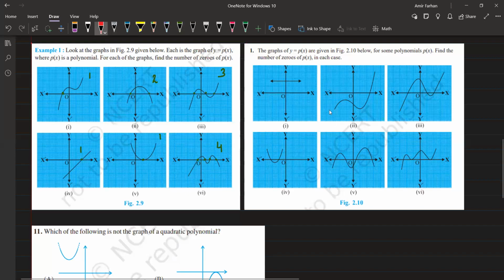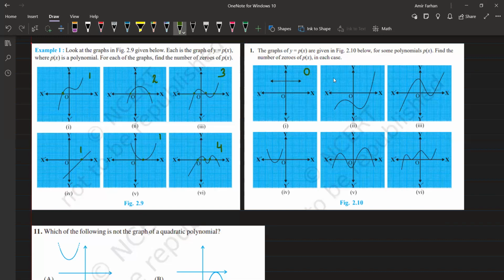Next one. Now this one. Please tell me how many zeros are there for the given polynomial. That's 0. 0 by Ifra. What about Gianna? 0, sir. Yes, both of you got the correct one because there is no intersection with the x-axis by the graph. 0. Clear?